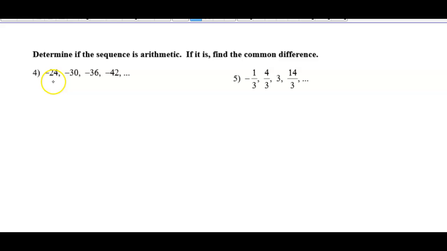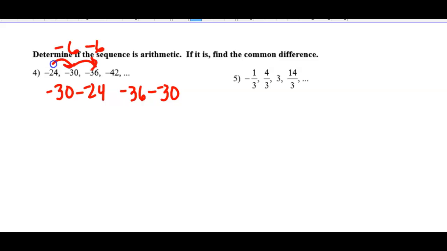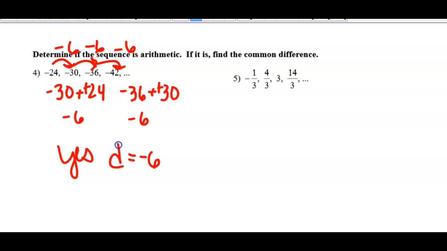All right, so this one, if we do negative 30 minus negative 24, or negative 36 minus negative 30, which is useless because you guys can all look and say, oh yeah, it went minus 6, minus 6. But if you did this, you'd get negative 6. You did this, you'd get negative 6. And it continues to do that. Okay, make sure it does every time. So you would say, yes, it's arithmetic where the difference is negative 6.